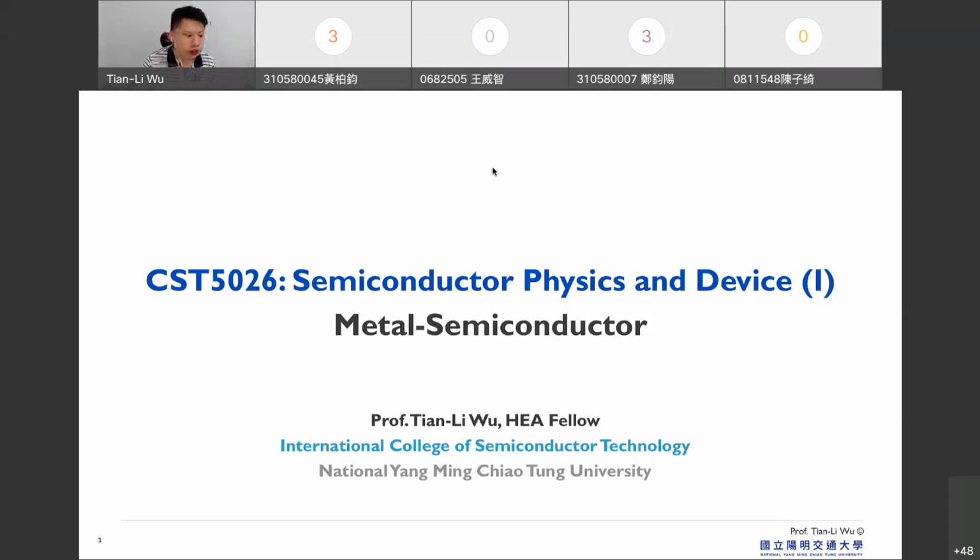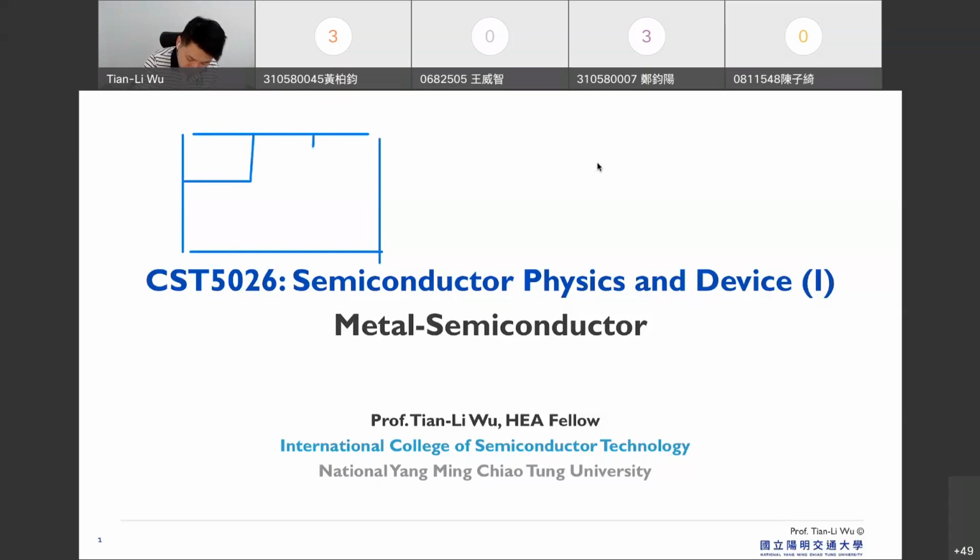First of all, let me remind you what the typical structure for the MOSFET is. As you are already very familiar with, in the typical case of a MOSFET, you have the substrate, and then we have the source and drain, and also the dielectric here. On top of the dielectric, we have the gate electrode. So this is our gate side, the gate electrode.